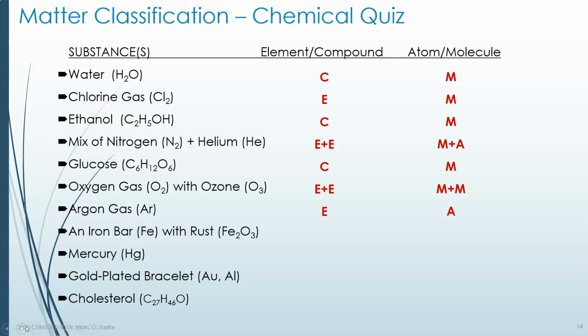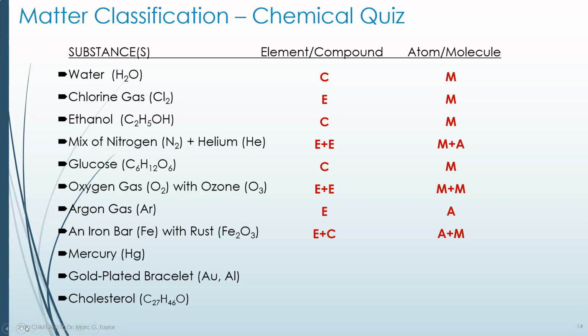Iron bar with rust. We've talked about this before. It is clearly a mixture, and it is clearly a heterogeneous mixture, but we have to look at each component. Iron, Fe, and rust, Fe2O3. So let's look at Fe first. This is obviously a single atom element, so it's an element. Rust has 2 kinds of elements, so therefore it's a compound. So we have an element and a compound. And iron is composed of a single atom, and rust is a molecule. So we have an atom and a molecule.